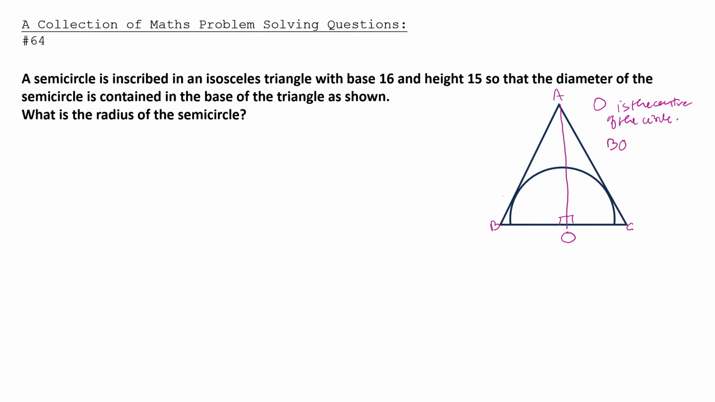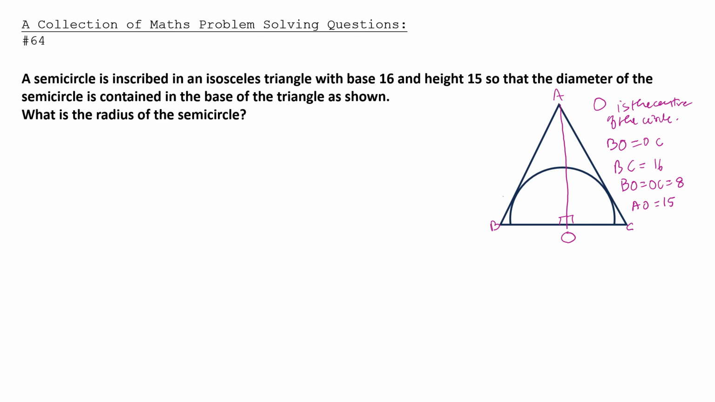So BO equals OC, because AO is a perpendicular bisector. And BC we are given is 16, so BO equals OC equals 8. And AO we are given is 15. So we can find out what AB is, because triangle AOB is right angled.